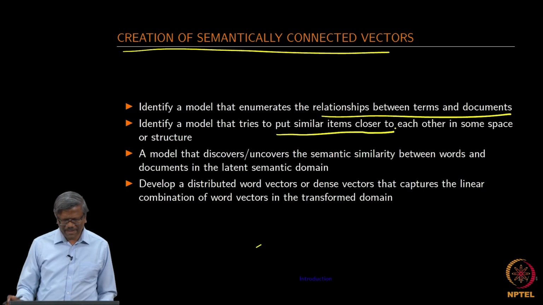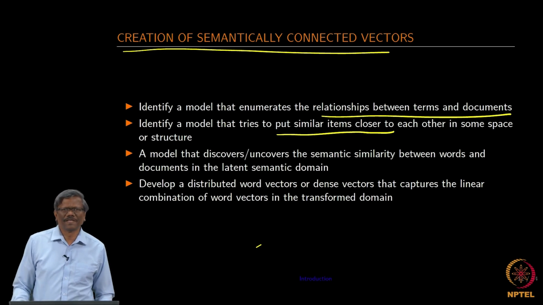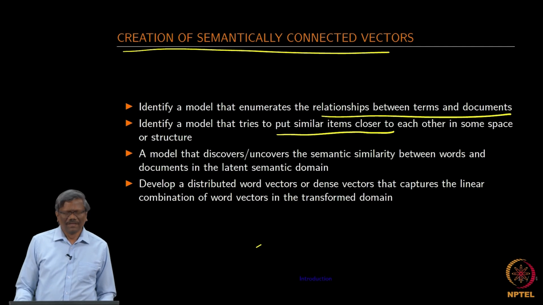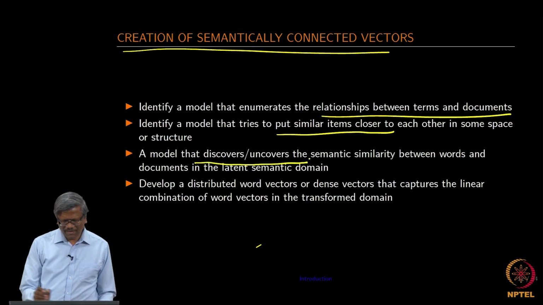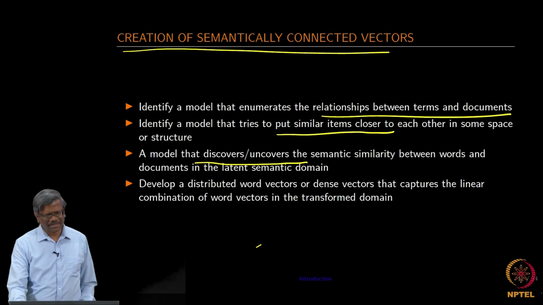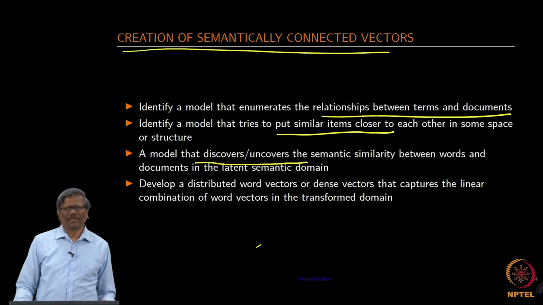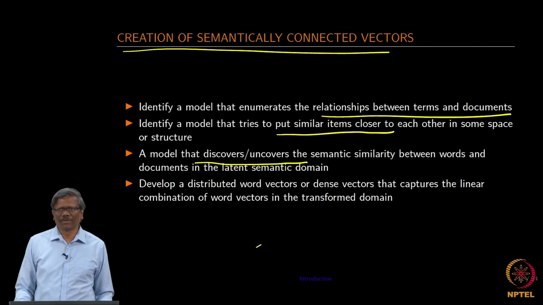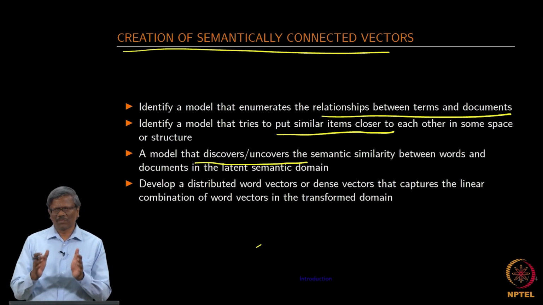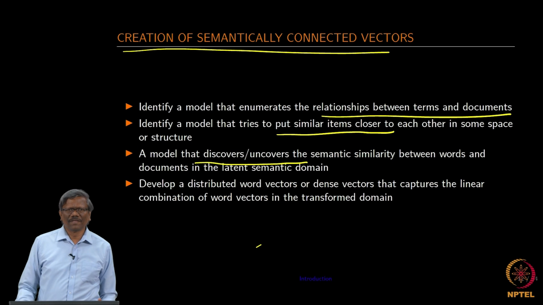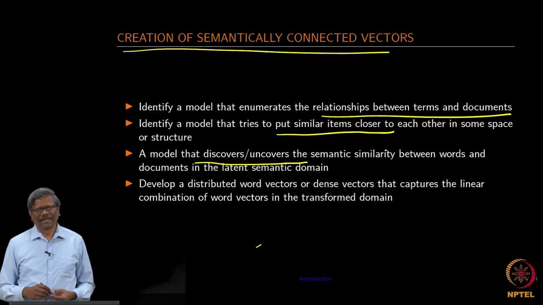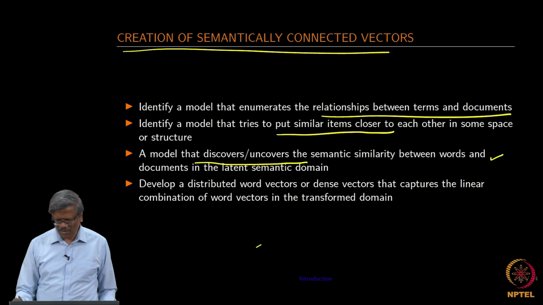So, as I mentioned earlier, we need to be able to put similar items closer to each other in some space or structure. A model that discovers or uncovers the semantic similarity between words and documents in the latent semantic domain. So, is it possible for me to translate the terms and documents from one domain to a different domain, so that I will be able to uncover the relationship? So, we will look at that as one of the important aspects as we move along. Okay.